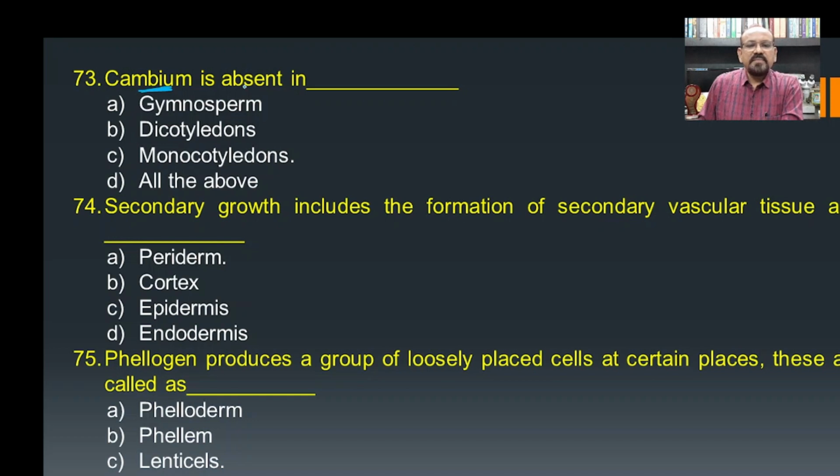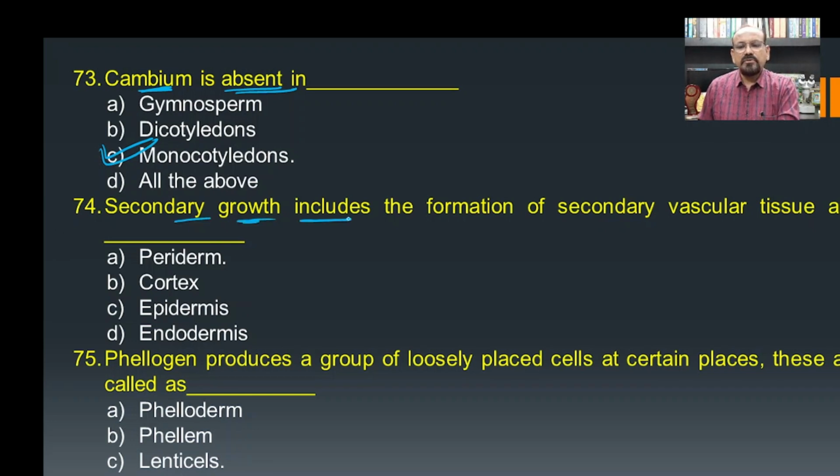Then cambium is absent in. So the presence of cambium is the characteristic feature of plants which show secondary growth, and secondary growth is a characteristic feature of the dicots and the gymnosperms. But secondary growth is normally found to be absent in the monocotyledons, and hence the cambium is found to be absent in the monocots.